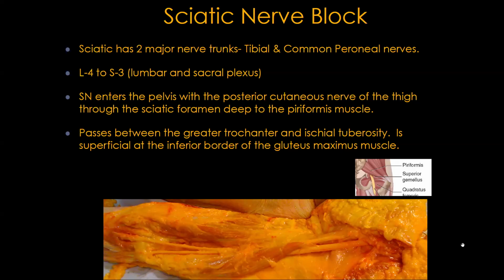So the sciatic nerve is 2 major trunks, tibial and common peroneal, L4 to S3. Remember, we're T12 to L5 for the lumbar plexus. This is now the sciatic nerve, L4 to S3, lumbar and sacral plexus. The sciatic nerve enters the pelvis with the posterior cutaneous nerve of the thigh through the sciatic foramen deep to the piriformis muscle. Bringing back some med school memories, right? So you got your notch, the nerve goes under the piriformis, sometimes through the piriformis, in people that have piriformis syndrome, which is sciatica from the piriformis muscle hurting the nerve.